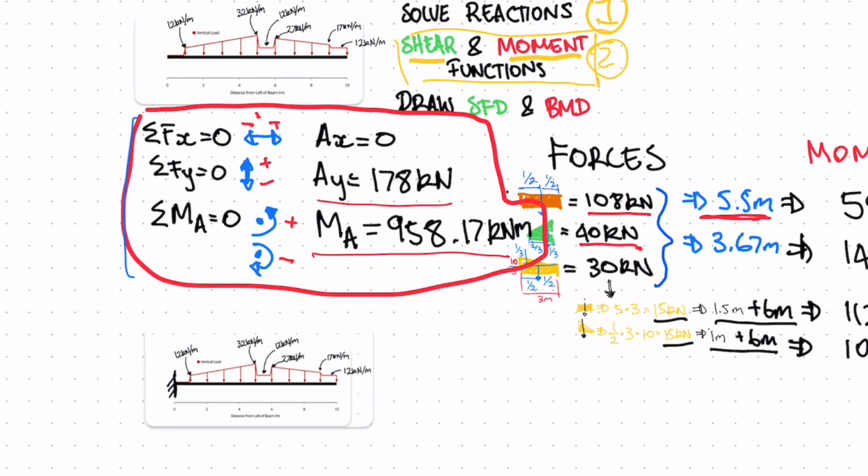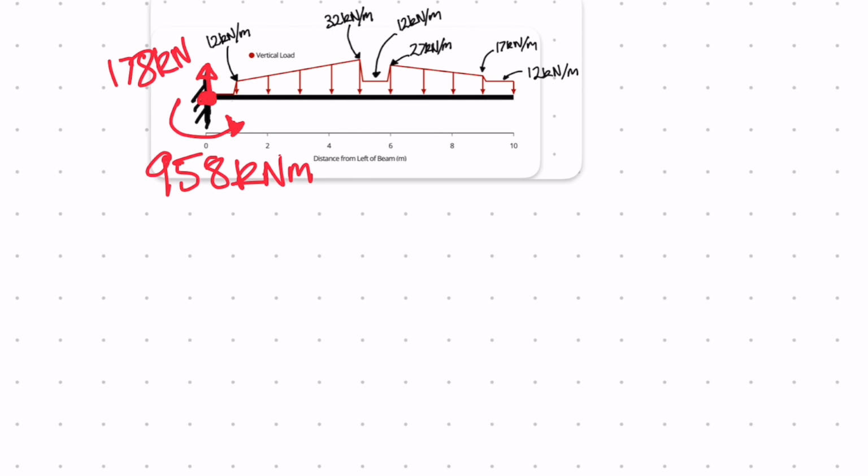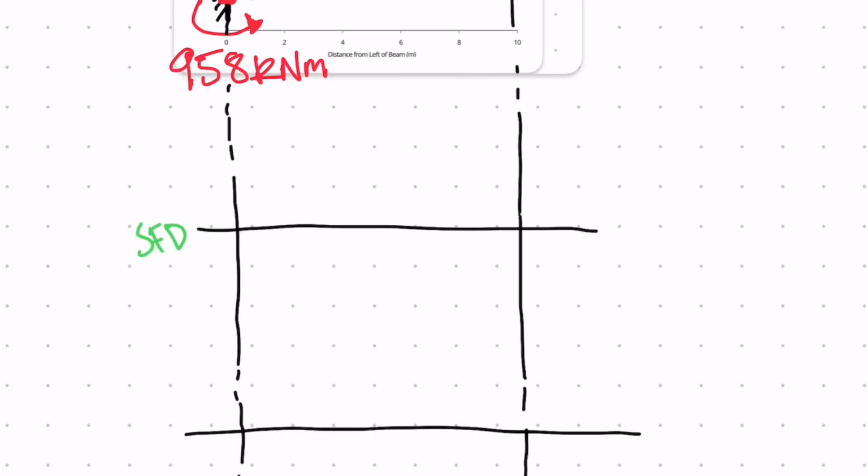So we have our beam here again. Let's redraw our reactions. So we have our AY equal to 178 kilonewtons. And then we have our moment going this direction, acting at this point. Our moment was 958 kilonewton meters. Let's draw our diagram first. We have our shear force diagram and we have our bending moment diagram.